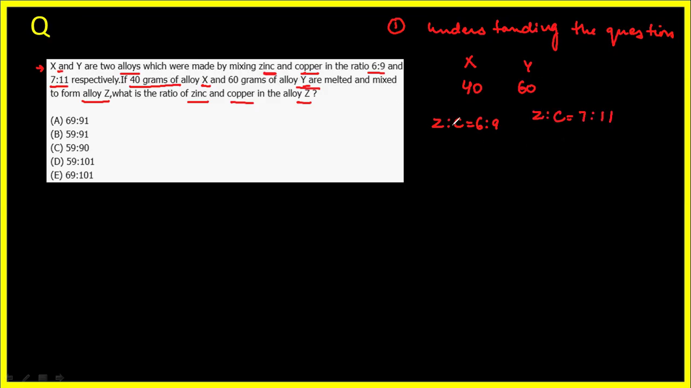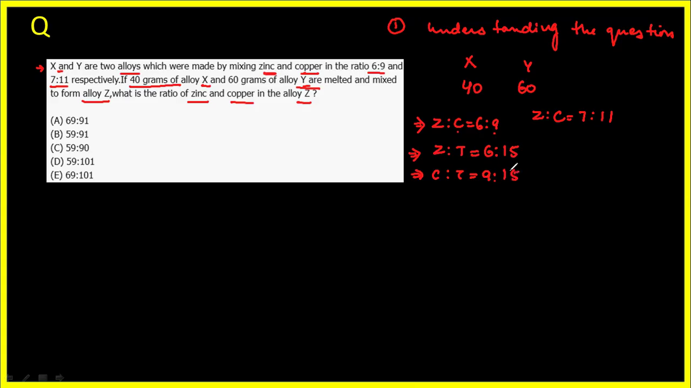That's given to us. Now we are given the total alloy, that is X alloy is 40 grams and alloy Y is 60 grams. And we are given the ratio of part to part, right? We are not given the part to total. So if zinc to copper in X is 6:9, that means zinc to total is going to be 6:15, 6 plus 9 is 15. And copper to total in X is going to be 9 parts out of 15 parts.